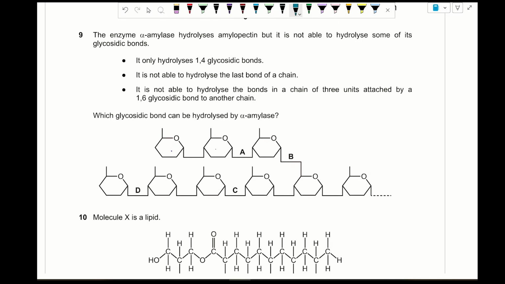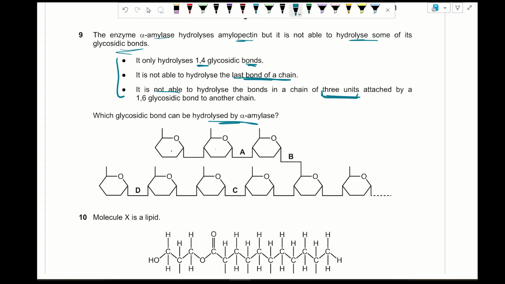Question number 9. The enzyme alpha amylase hydrolyzes amylopectin but is not able to hydrolyze some of its glycosidic bonds. Which glycosidic bond can be hydrolyzed by alpha amylase? Now let's read the rules here. It only hydrolyzes 1 to 4 glycosidic bonds. It is not able to hydrolyze the last bond of a chain. It is not able to hydrolyze the bonds in a chain of 3 units attached by 1 to 6 glycosidic bond to another chain. So let's break these down.